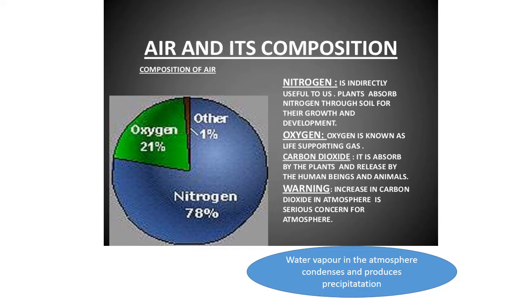Nitrogen is indirectly useful to us. Plants absorb nitrogen through soil for their growth and development. Nitrogen is required to maintain the fertility of soil. Oxygen is known as life support gas that all living beings breathe in. Carbon dioxide is absorbed by the plants and released by the human beings and animals. It helps plants to produce food in the presence of sunlight. It also keeps the earth warm by absorbing the heat radiated by the surface.